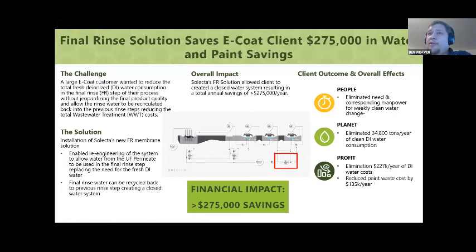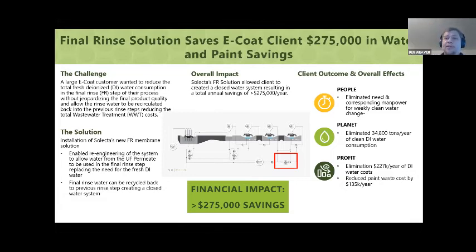Once we implemented the FR solution, they were able to eliminate almost 35,000 tons a year of clean DI water consumption. That corresponds to a little bit more than $225,000 a year in DI water costs alone. And at this site, they were actually wasting quite a bit of paint in the final rinse, so they weren't getting a good rinse off. They were wasting paint there and sending it to wastewater. In implementing the final rinse, we're able to return that paint back to the closed loop system. And that was an impact of about $135,000 per year.